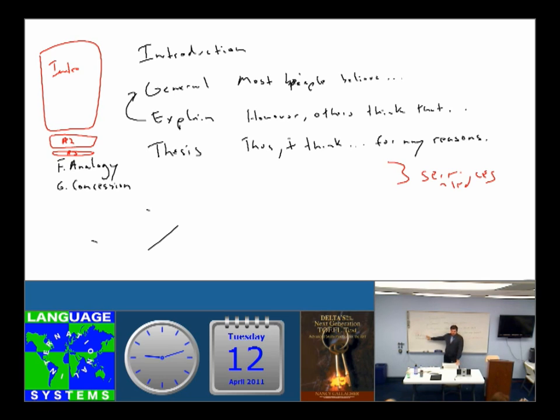Analogy. If that sounds tough, just think Forrest Gump. Life is like a box of chocolates. It's the same thing, okay? And you just explain the analogy and then come up with your thesis.